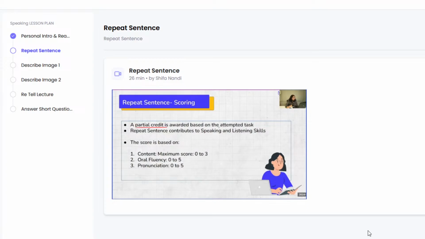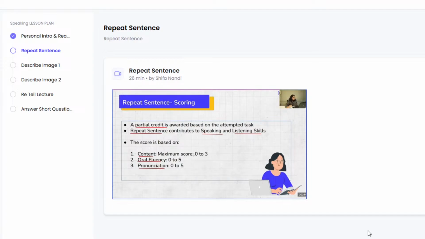Basis of your attempt, and repeat sentence contributes to your speaking and listening skills. Why listening? Because students, you need to listen to the audio and repeat it. So obviously your speaking and listening skills come into picture in this case. So the score is based on content, oral fluency, and pronunciation.